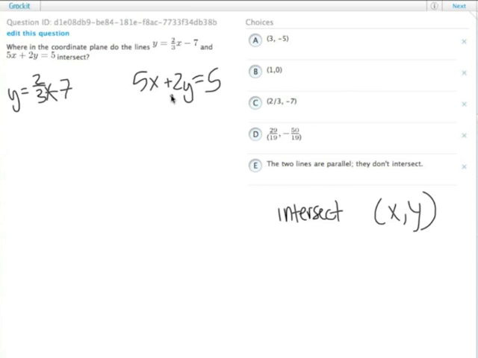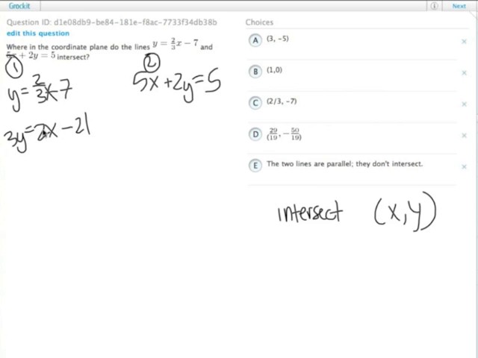We'll call this one number 1 and this one number 2. We could either make number 2 look more like number 1 and have a fraction in there. I don't really want to deal with fractions. I would rather make number 1 look like number 2. So let's multiply this whole thing times 3. So we get 3y equals 2x minus 21.